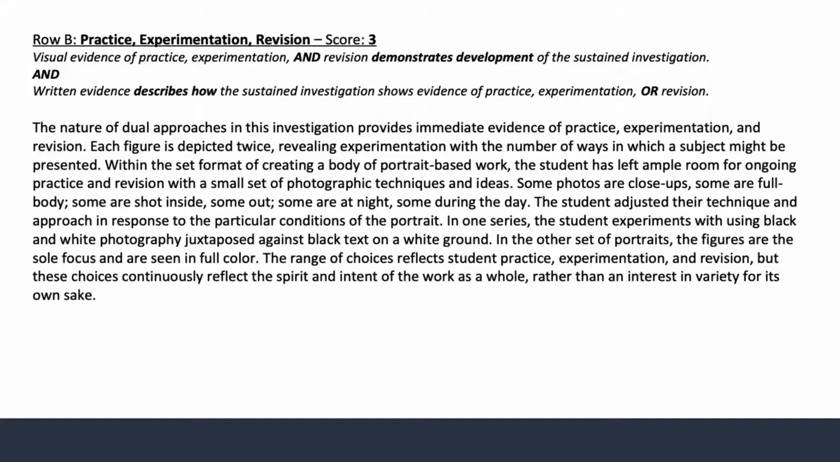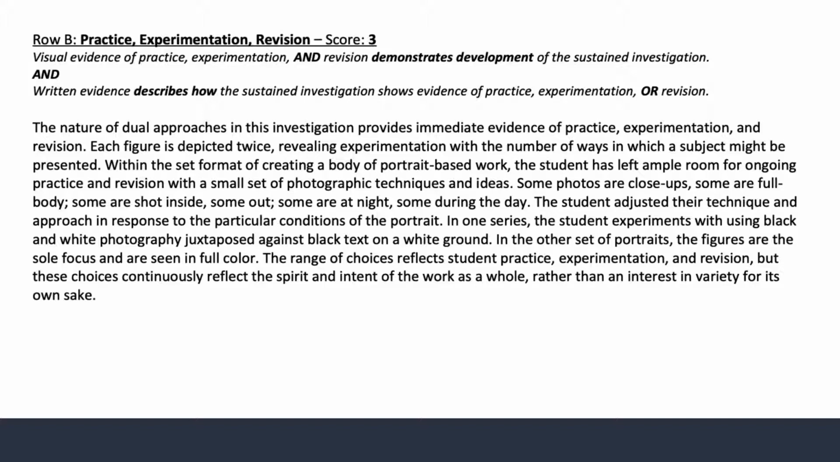So this again scored a 3 in this section, which is the highest they could score, and here is why. The nature of dual approaches in this investigation provides immediate evidence of practice, experimentation, and revision. What they mean by that is the fact that the student took 2 photos of every subject, one by trying to portray them how the subject wanted to be portrayed, and the second more how the photographer wanted to portray them.